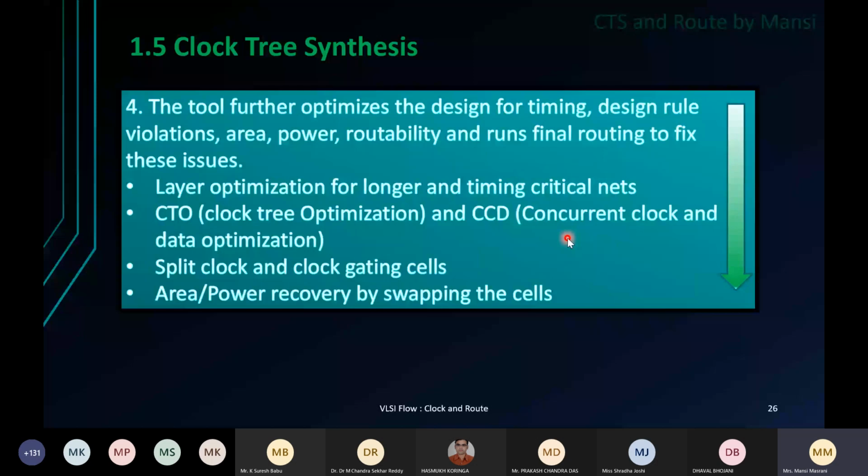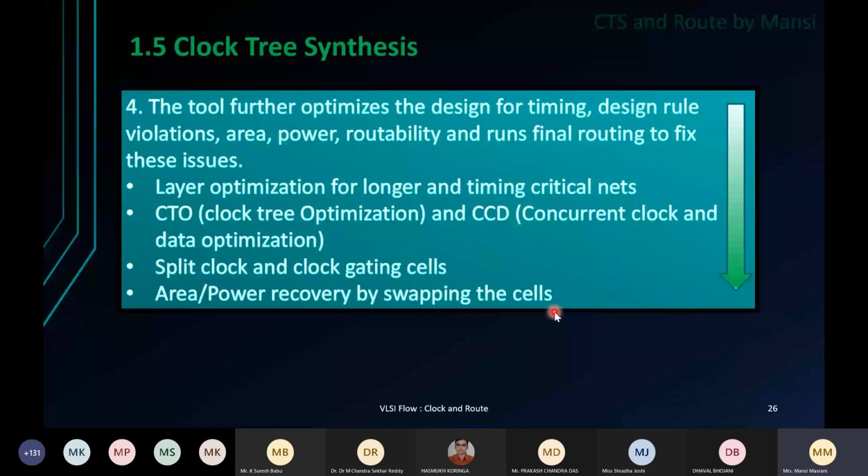Now the second thing is it splits the clock cell and the clock gating cell based on the max cap. If it is saying that, okay, my clock buffer is driving 25 loads, it is not able to, then it divides that buffer into two. One of them drives 12 and one of them drives 13, like that. And it also does the area and power recovery by swapping the cells. We had talked about this in the synthesis.